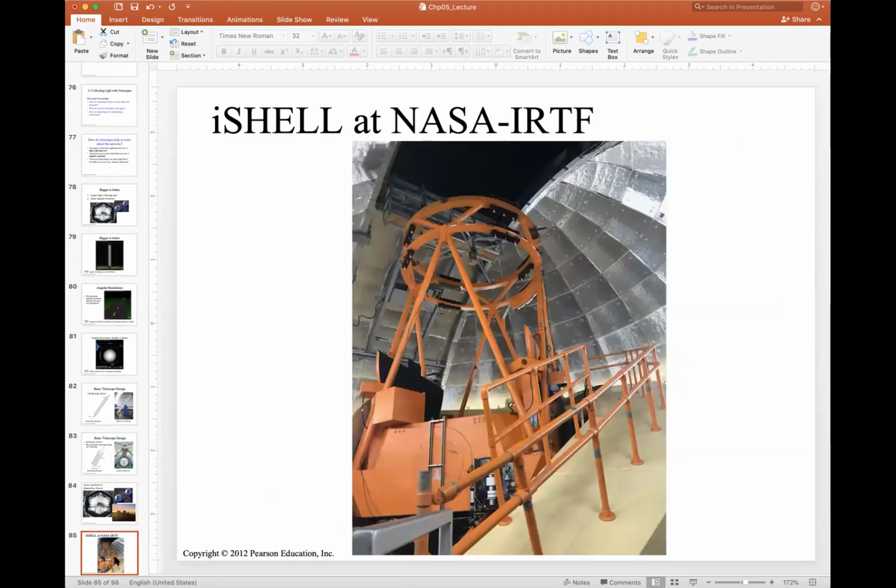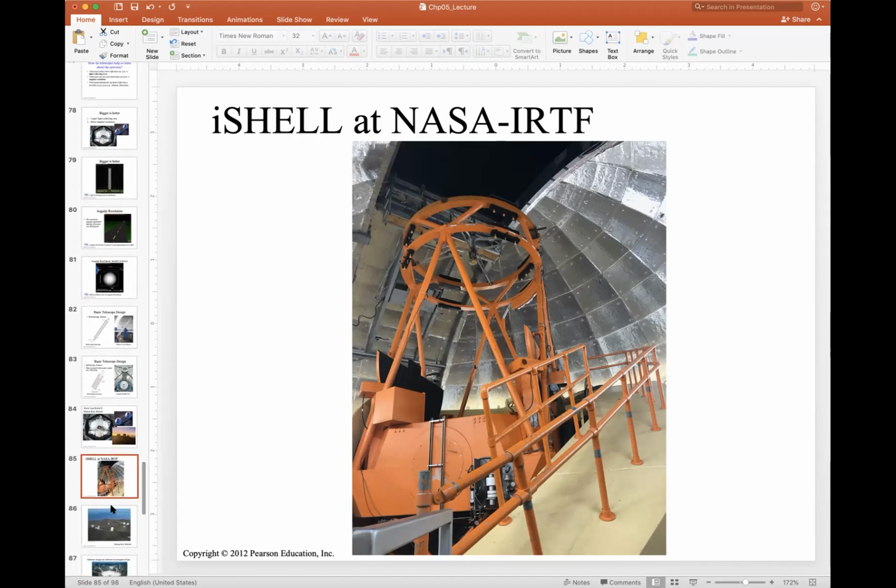So there's the iShell spectrograph mounted at NASA IRTF, the NASA Infrared Telescope Facility. We use this a lot here at UMSL, and it's a great telescope. You can also guide on objects with this telescope during the day, meaning that the telescope can track the object during the day. So we can do daytime observations of these objects in the sky.